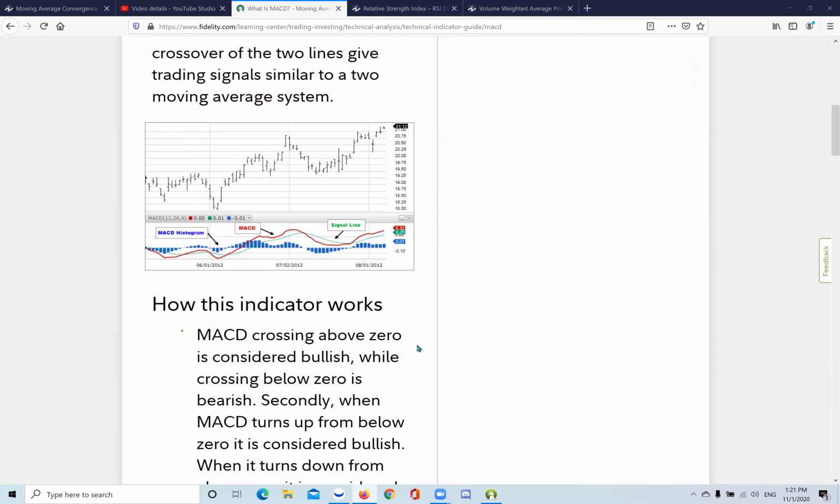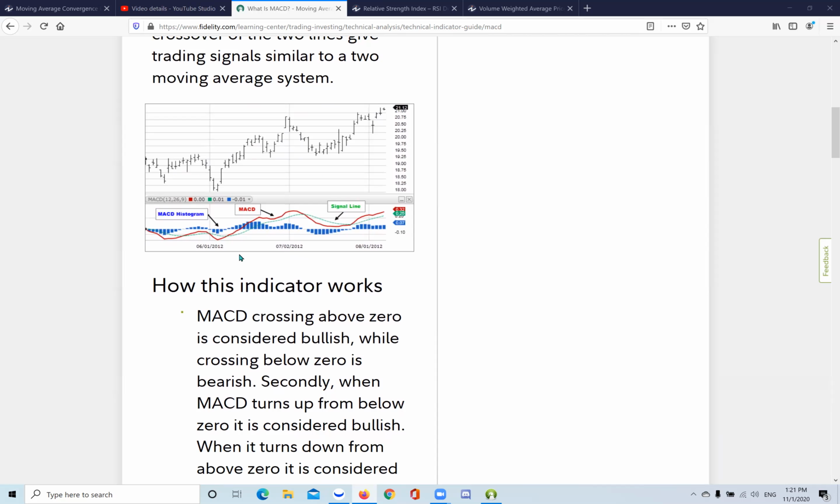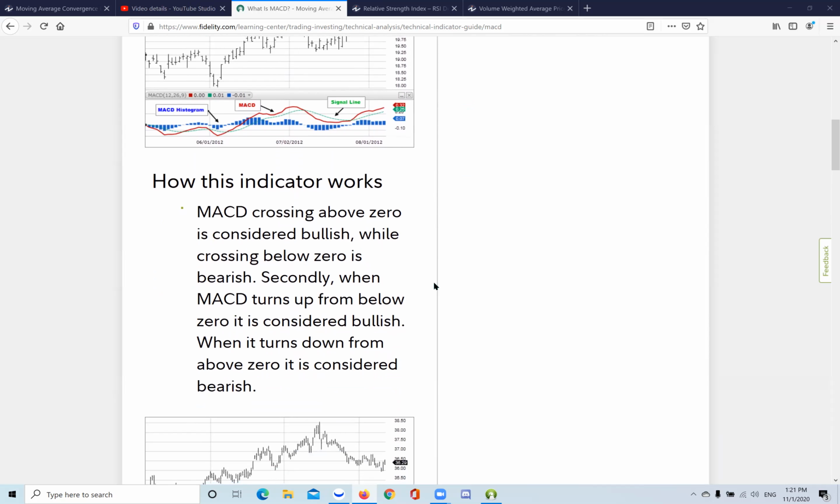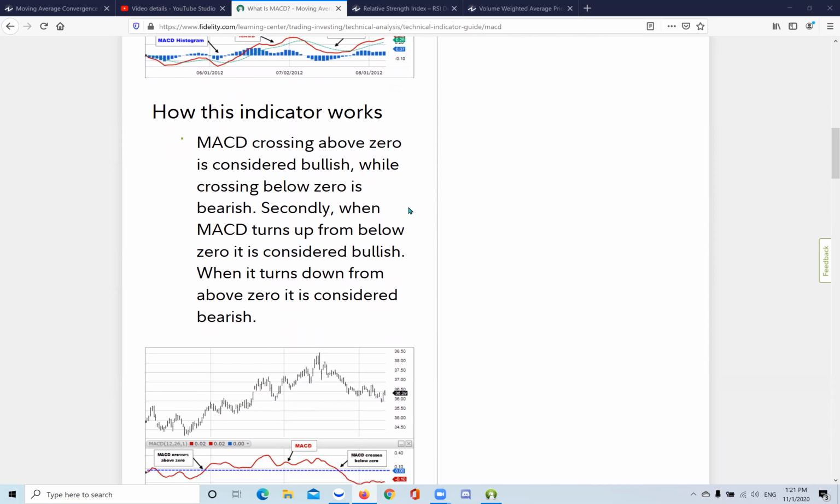So these are the two lines. One is red, one is green. Red is the MACD, and the green is the signal line. The MACD histogram is this blue. When there's another chart, let's do that later. Okay, go on. How this indicator works.